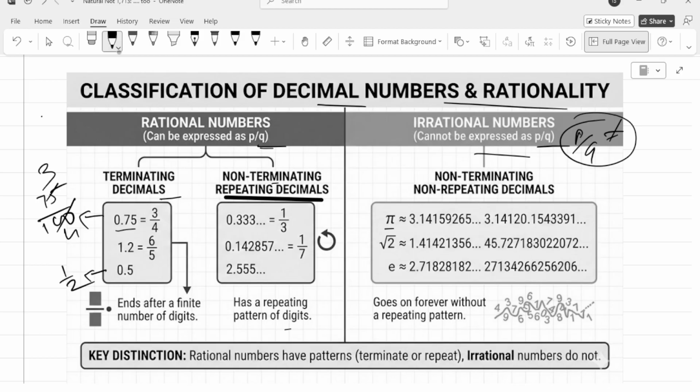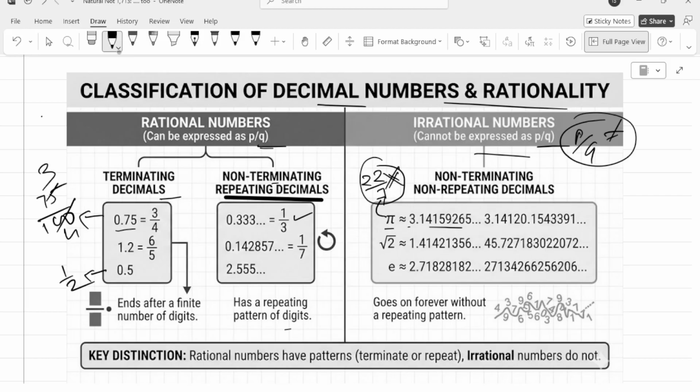So what's the difference between them? The difference is that we can express a rational number in p upon q form. 1 upon 3 is in p upon q form. We can't express pi, the actual number 3.1415, in a fraction form p upon q. We can assume for easy calculation 22 upon 7, but that is not the actual value of 3.14. So 22 upon 7 is not the actual value, we just use it for easy calculation. So pi is an irrational number.